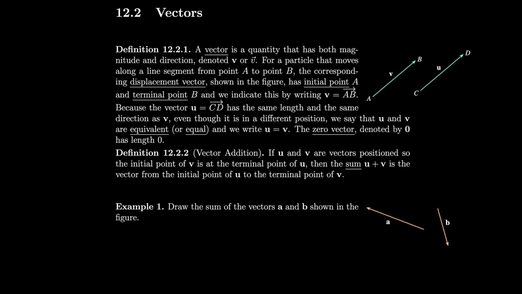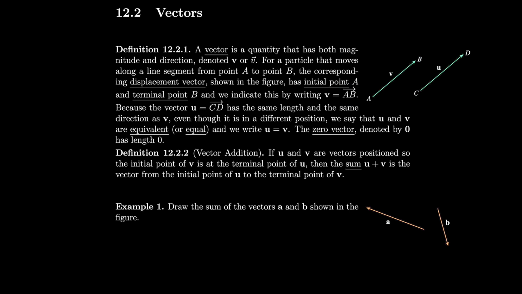Section 12.2 Vectors. A vector is a quantity that has both magnitude and direction. We denote it using a bold letter or using an arrow. I'll usually draw them using arrows. For a particle that moves along a line segment from point A to point B, the corresponding displacement vector, shown in the figure, has initial point A and terminal point B, and we indicate this by writing an arrow above AB.